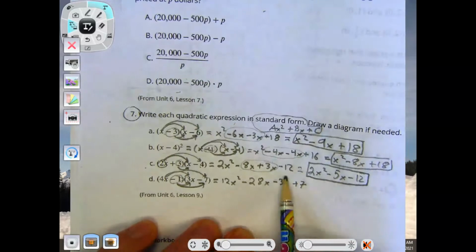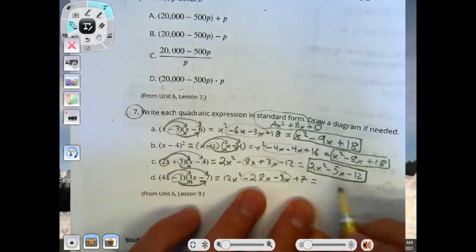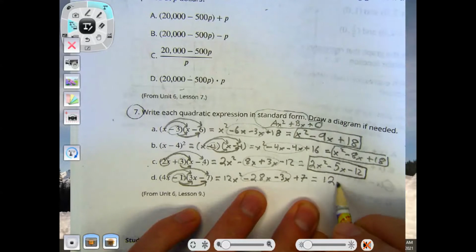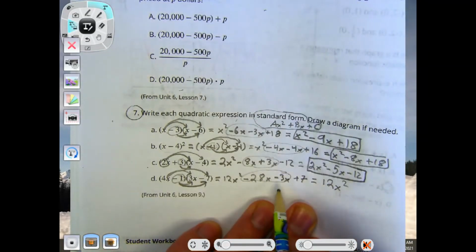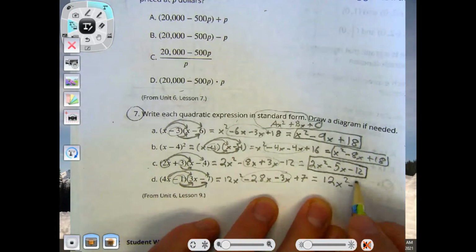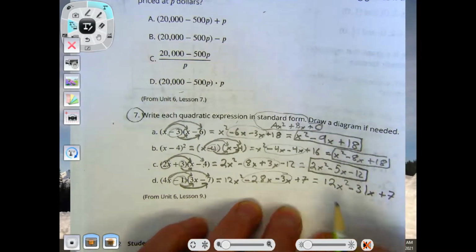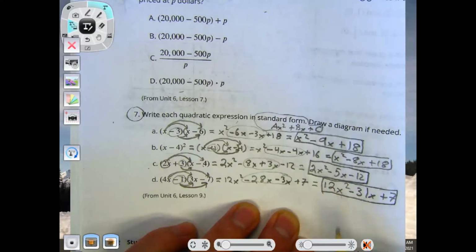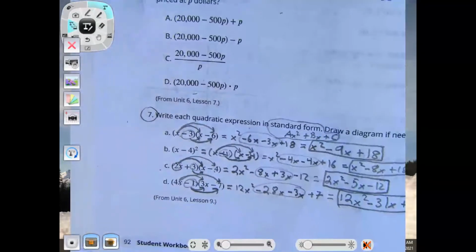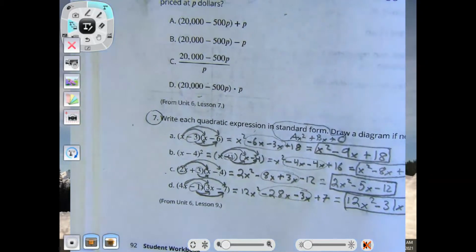Okay, combine like terms. This puts me at 12x squared. Don't forget that beginning. Negative 28x minus 3x, that's negative 31x plus 7. Woohoo! A lot of work, right? But we're exercising our math and algebra muscles with this one.